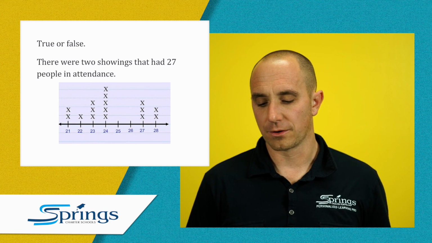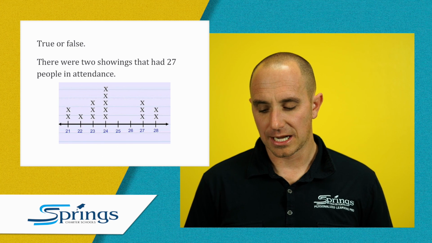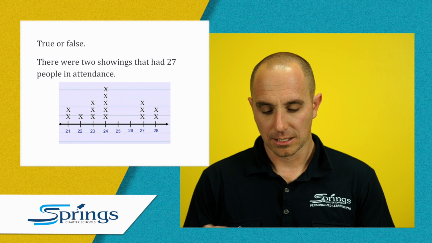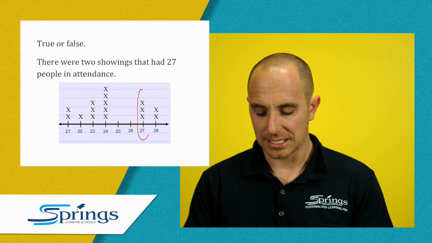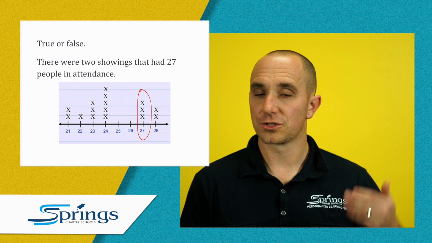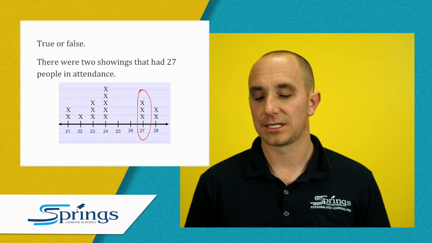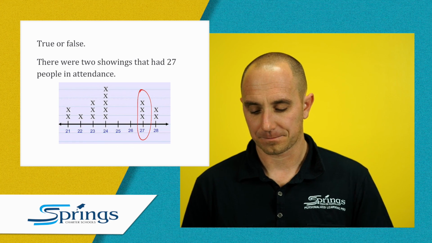All right, let's look at another true or false. There were 2 showings that had 27 people in attendance. So that's a simple one. You're just looking for 27. Obviously, there's 3 showings that had 27 people in attendance, so this would again be false.